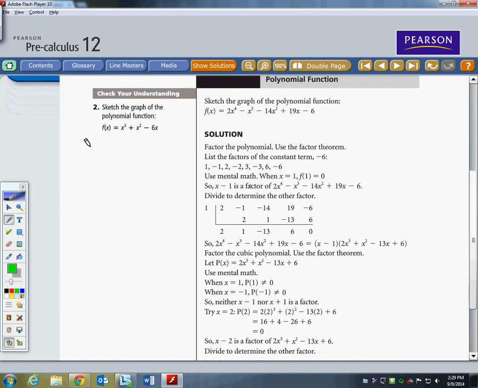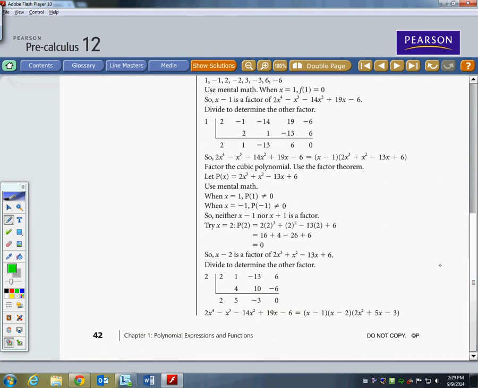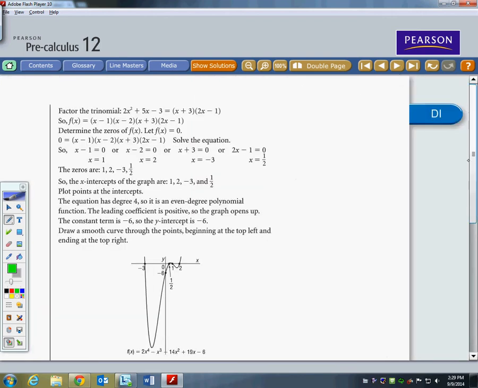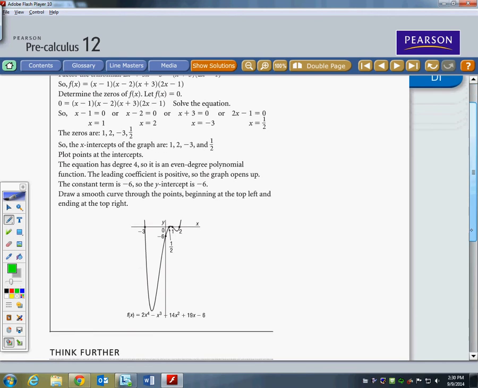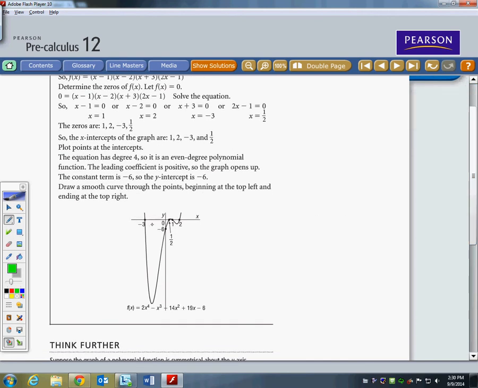If you follow all the text, they're going to be going through all the work of factoring this. And once they get it into factored form, I have to go to the next page to get to that. Once they get it all into factored form, here they have x minus 1, x minus 2, x plus 3, and then 2x minus 1. Then they find the zeros. When x minus 1 is 0, x equals 1, x equals 2, x equals minus 3, x equals a half, and those are the x-intercepts. So they put the dots where the x-intercepts are, and then they look at the degree of the polynomial and the sign of the leading coefficient to get the general shape of it.